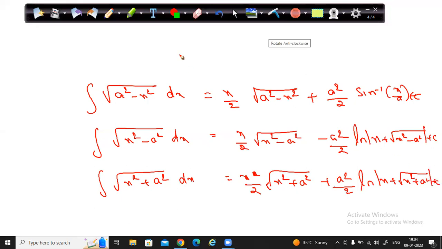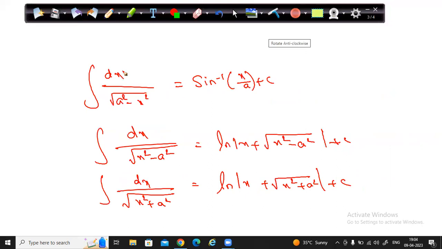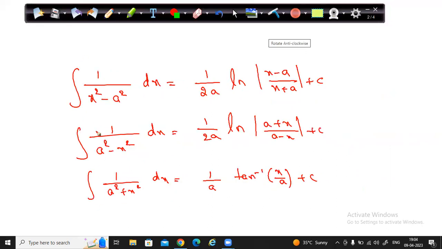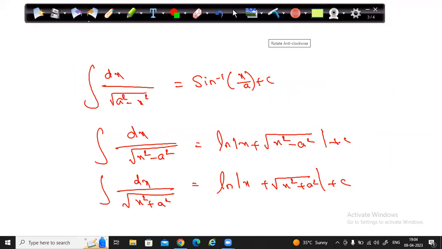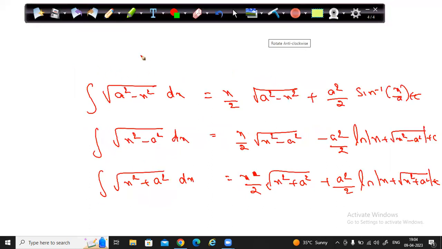These three, the denominator ones, are the basic ones. Next the root ones, next the numerator ones. These 9 you are required to know. I remember them like this. No confusion here. Simple.